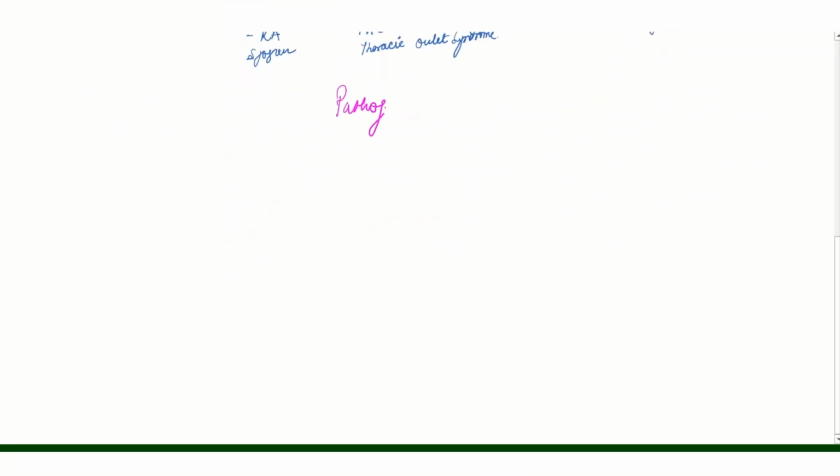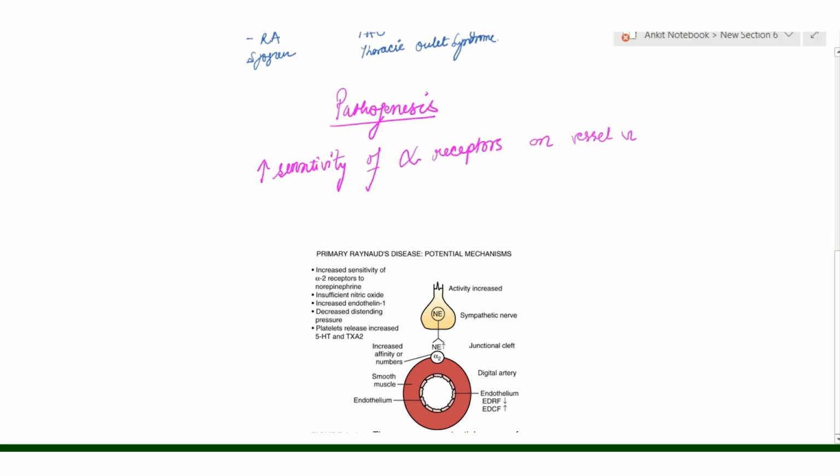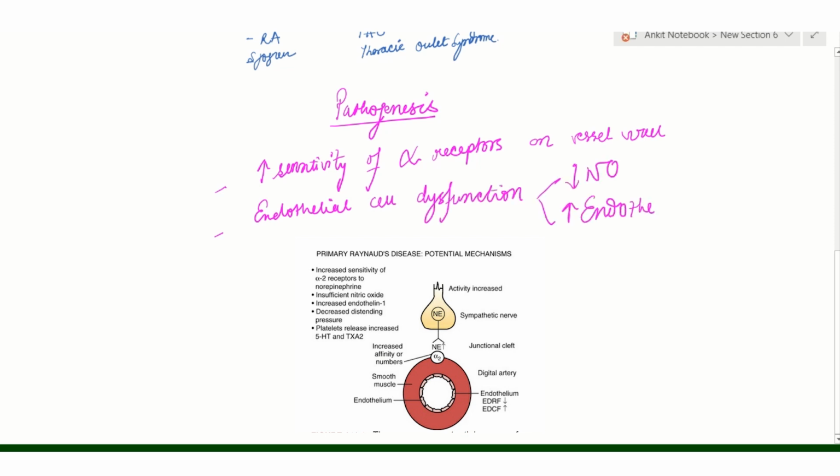We will now see the pathogenesis of this Raynaud's phenomenon. It is mainly due to increased sensitivity of the alpha receptors on the vessel wall and also due to endothelial dysfunction, which leads to decrease in the nitric oxide or increase in the endothelin leading to vasoconstriction. This image taken from Rutherford vascular surgery shows the pathogenesis.